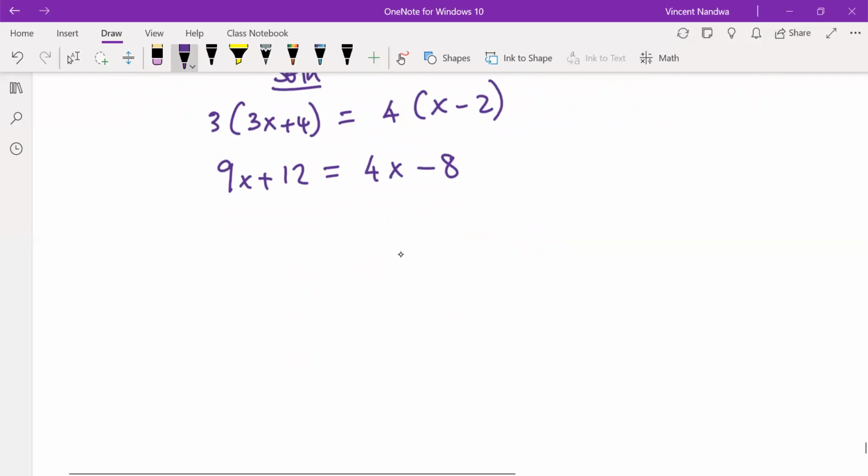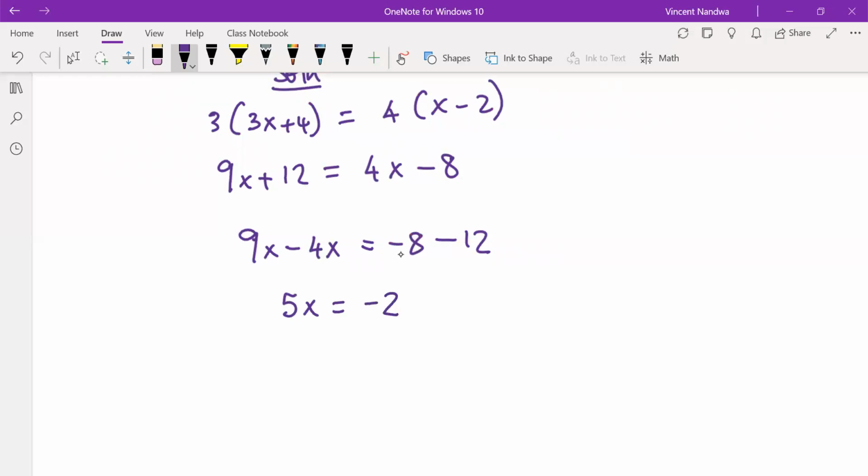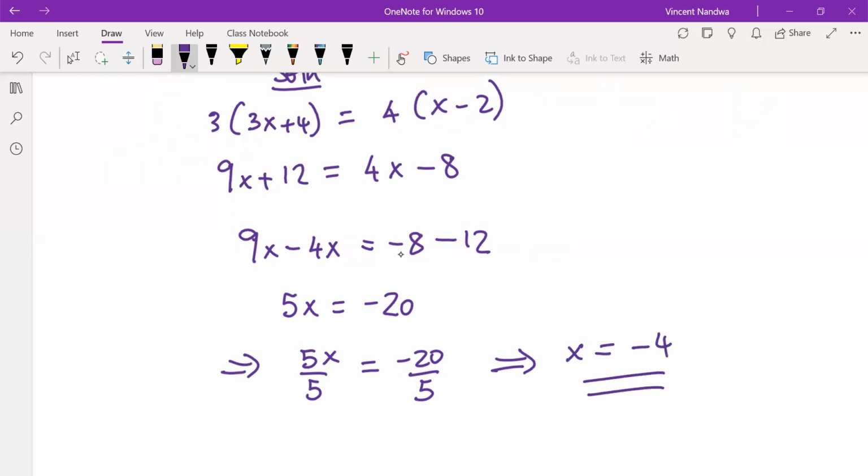And then collect like terms. 9x minus 4x equals minus 8 minus 12. So 5x equals minus 20, which means to get x, you divide through by 5. And if you divide minus 20 by 5, you get minus 4. So x equals minus 4 is the solution.